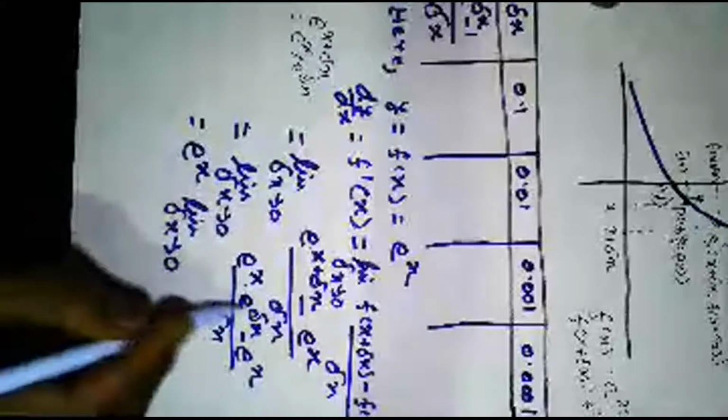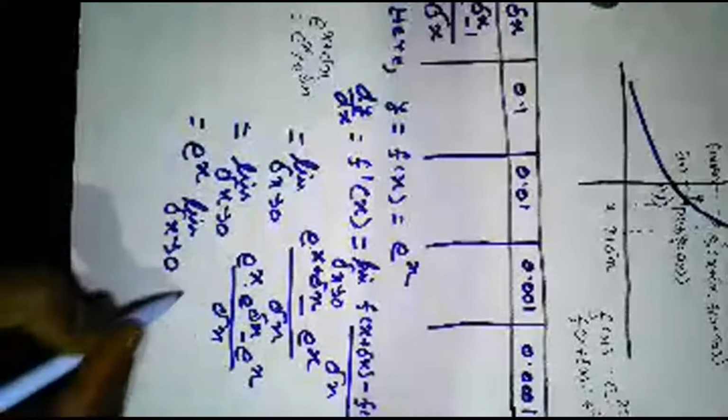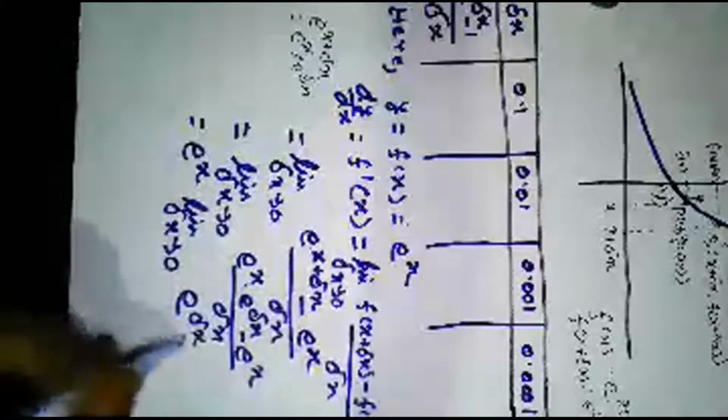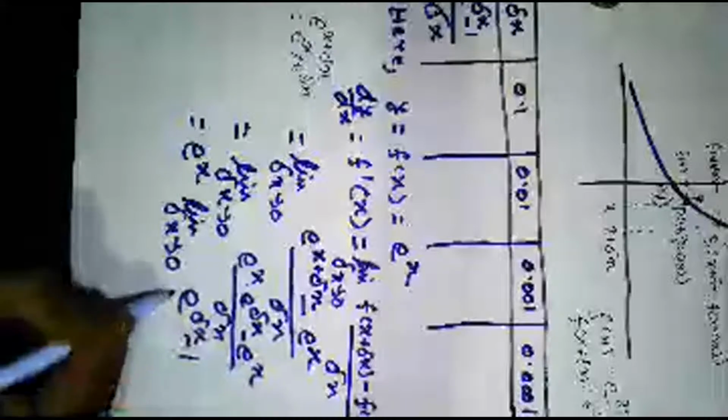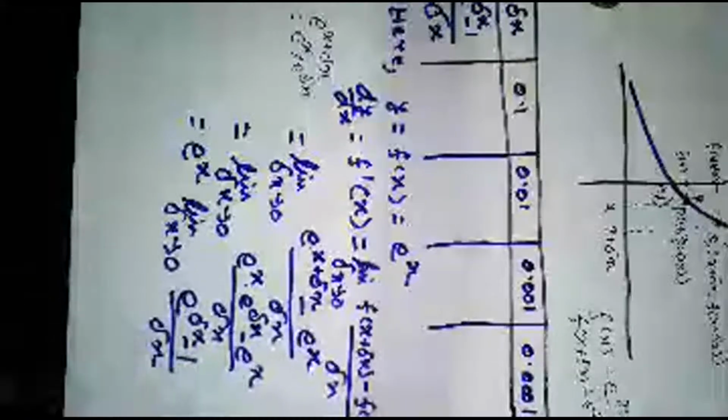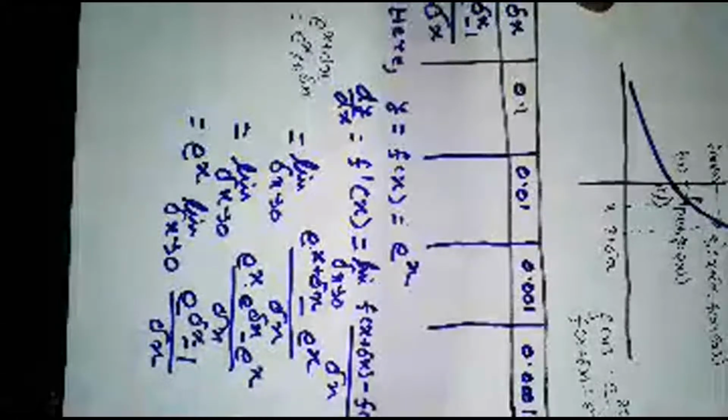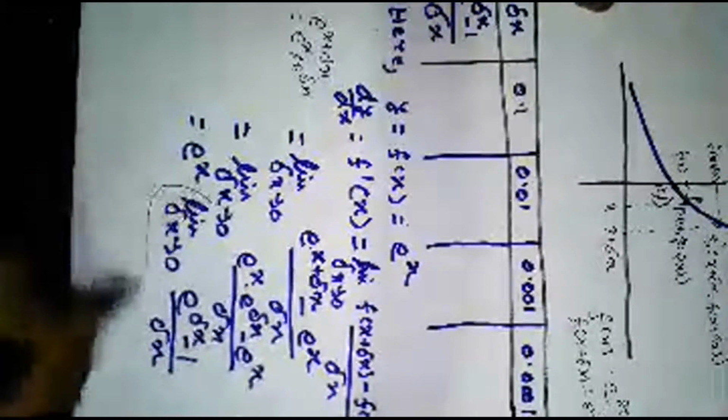And then it is limit delta x tends to 0, and then we are left here with e to the power delta x, and since e^x has been taken common out, 1 is left here, minus 1, divided by delta x. Now we shall talk about this sort of thing.